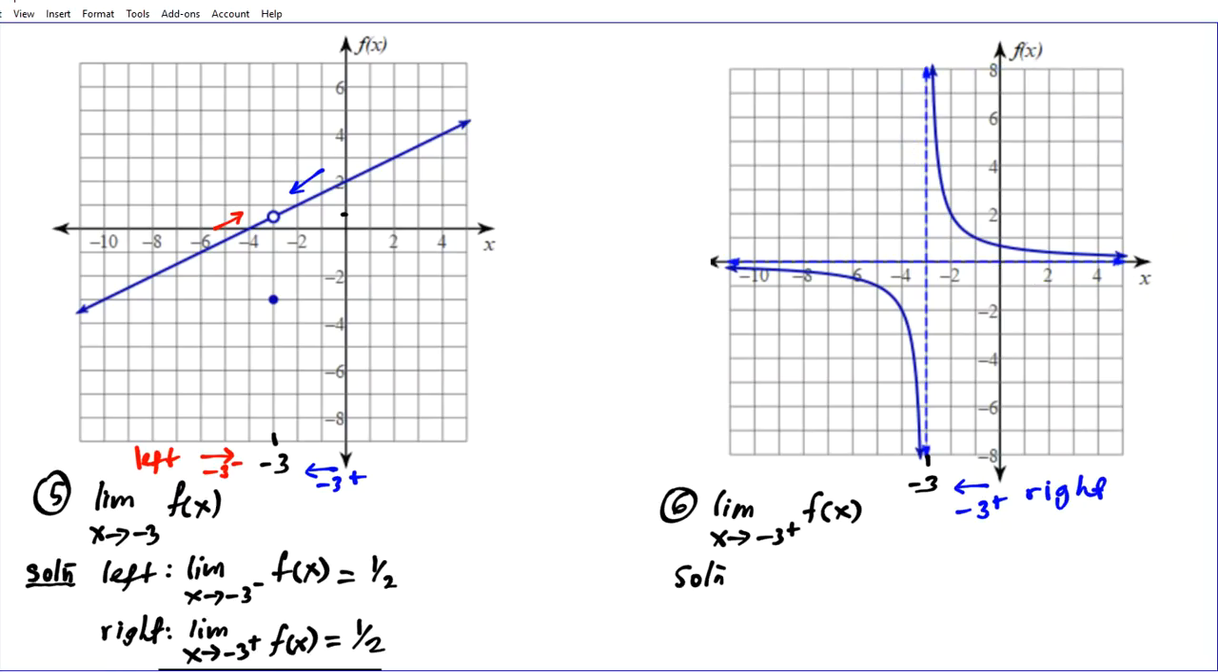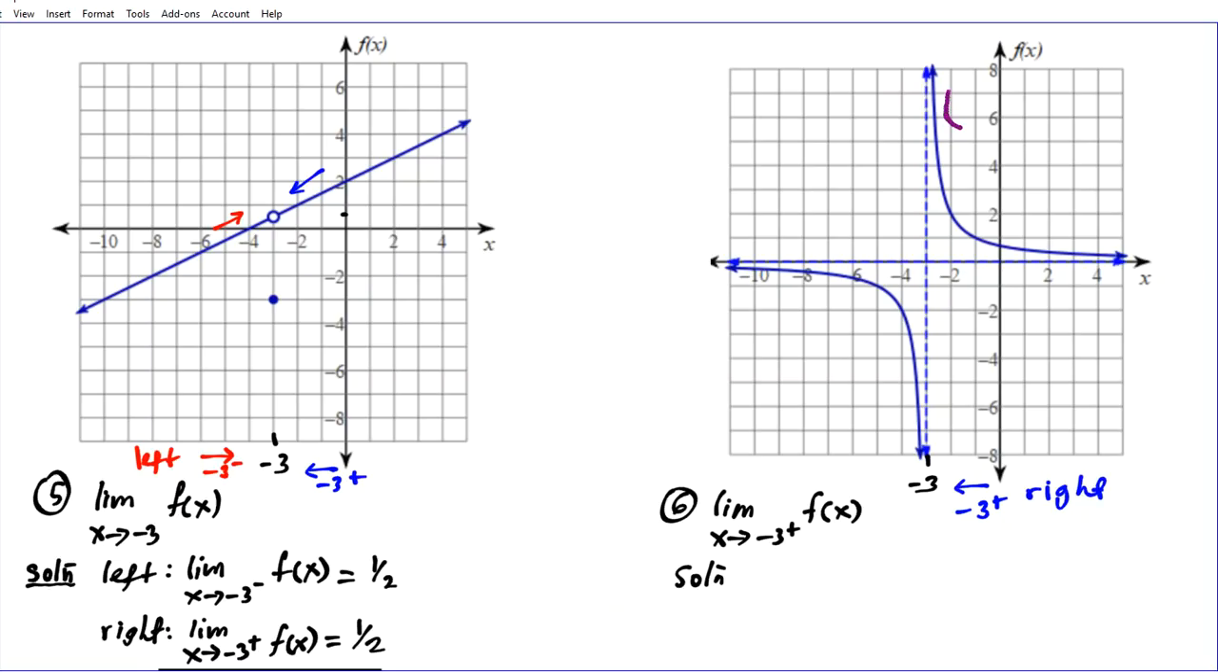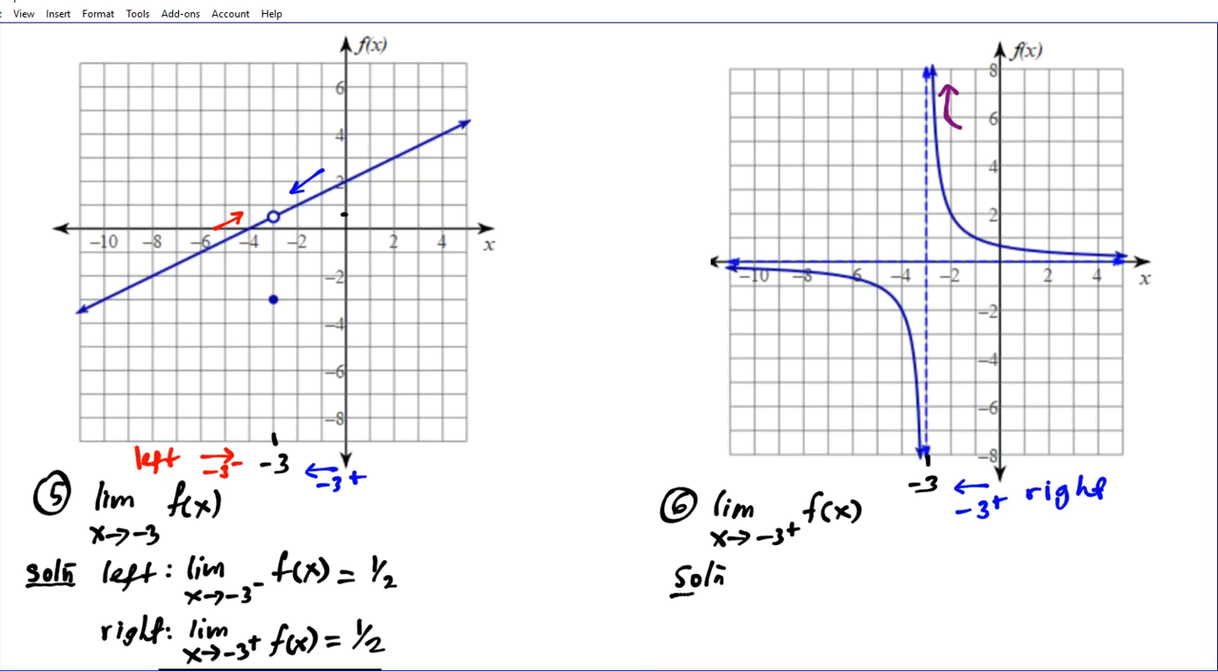So what is it doing? This function is approaching a vertical asymptote. Okay, so we talked about this earlier. If you're approaching the vertical asymptote, if you're going up, then your limit is going to be infinity. If you're going down, it's going to be negative infinity. So what is the case here? The function from the right is tending upwards towards infinity.